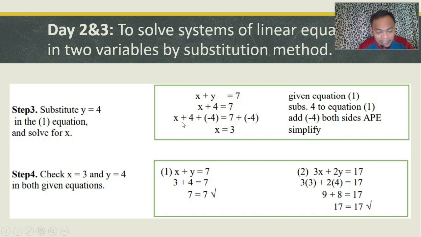So, since positive 4 and negative 4 cancel out on the left side, what remains is x. This is x. Then on the right side, 7 plus negative 4 is positive 3. Okay, so therefore we now have our value of x, which is positive 3. Our y is positive 4, di ba?